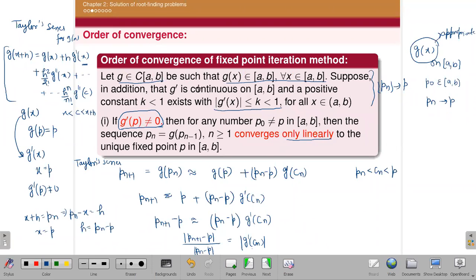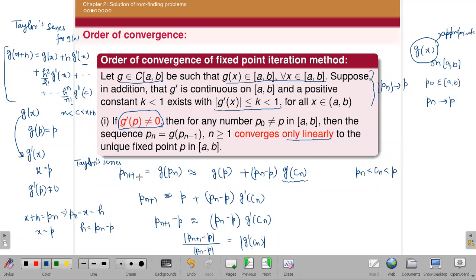Here we have taken this. So if it is up to the first derivative, then you can write the Taylor series for this function. So g of Pn is equal to g of P plus Pn minus P g dash at Cn, and I have truncated this series up to the first order only. If you know the Taylor series, the last term has some number between the interval. Now the interval is Pn and P only. In general, we take x and x plus h, so we take any number between x and x plus h. But here I have taken Pn and P.